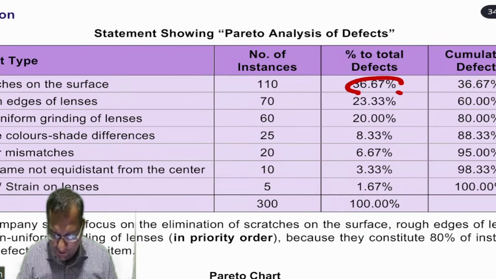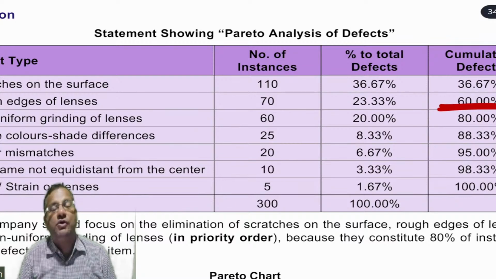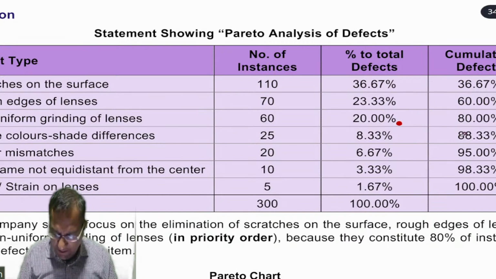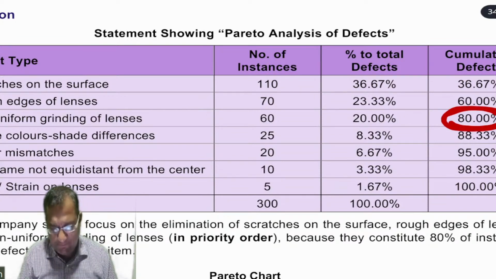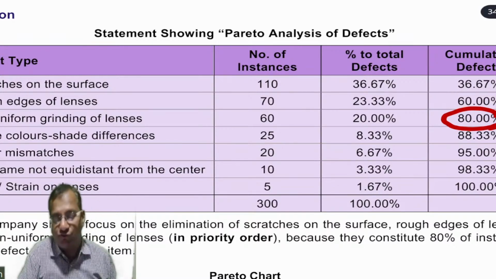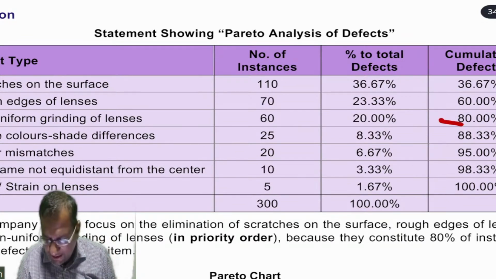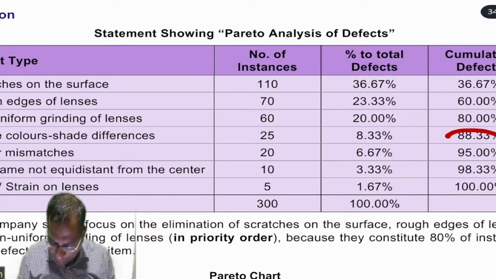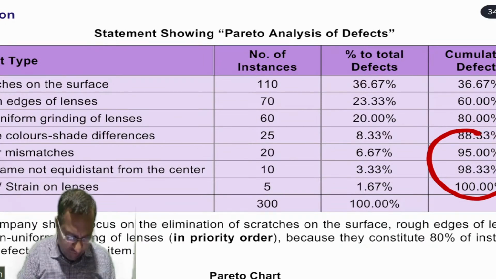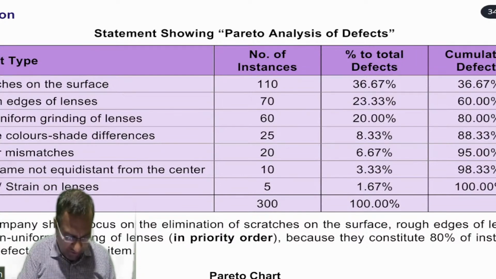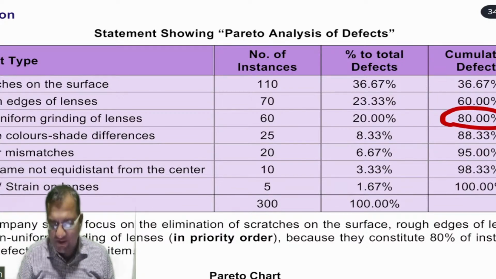36.67 plus 23.33 is equal to 60%. 60 plus 20, that becomes your 80. So now we can say that 80% of defects can be rectified by focusing on these 3 issues. If you focus on these 3 defect issues, then your 80% problem can be rectified. The remaining 20% problem will be resolved by focusing on these 4 defect types. But your priority should be to focus on these 3 so that your 80% can get resolved.